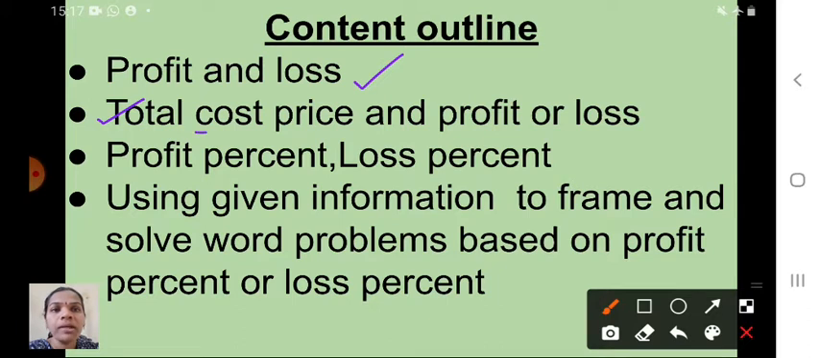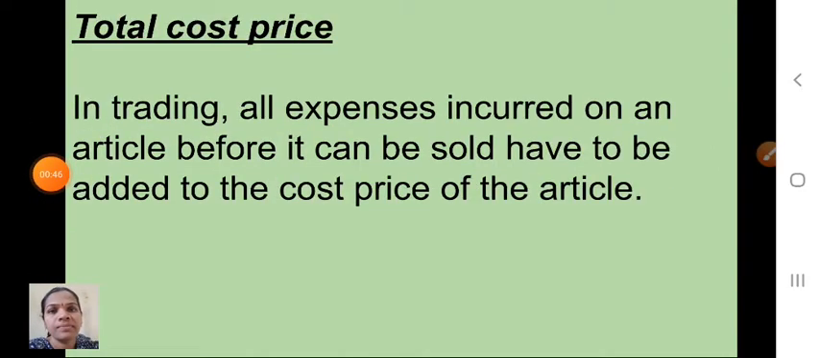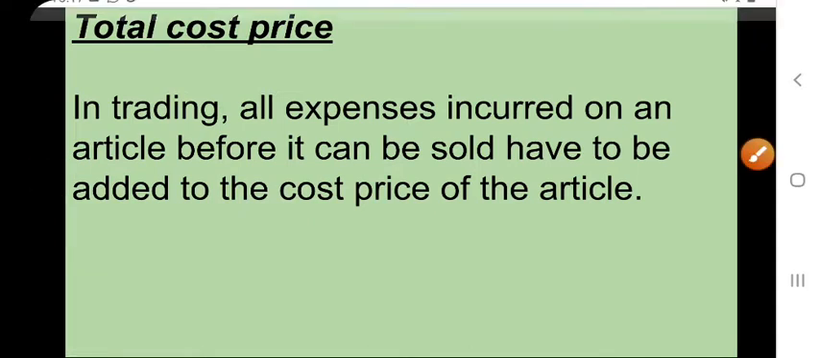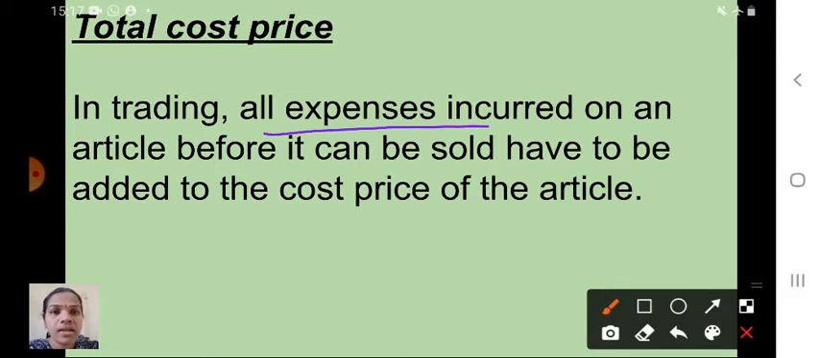What is meant by total cost price? In the first session we discussed cost price and selling price, but here it is total cost price. So what is meant by total cost price? See here. Total cost price means in trading all expenses incurred on an article before it can be sold have to be added to the cost price of the article.